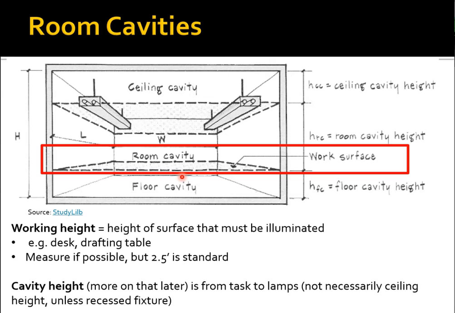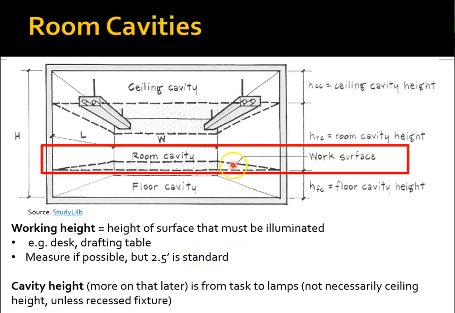For most people, it's like a desk, right? A table. But maybe it's the floor. If you're doing something on the floor, but normally you're going to have something above the floor. And so the default, if you don't know your task height or your working surface height, is to use 2.5 feet. So that's your standard, and that's what we'll use for our calculation.